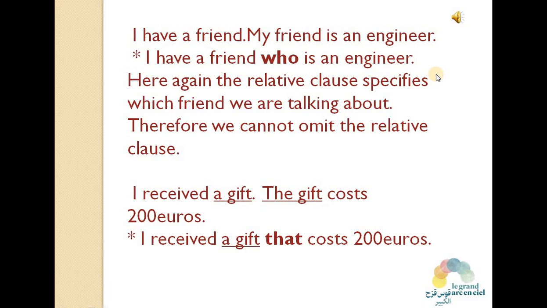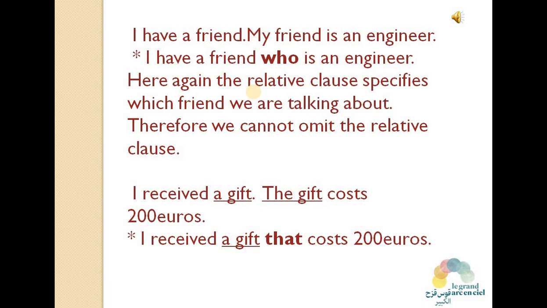I have a friend. Friend here is the object of the sentence. My friend is an engineer. My friend here is subject of the sentence. Therefore, I have a friend. Friend is object. Who is an engineer? Who is subject of the relative clause. So here again, the relative clause specifies which friend we are talking about. Therefore, we cannot omit the relative clause.